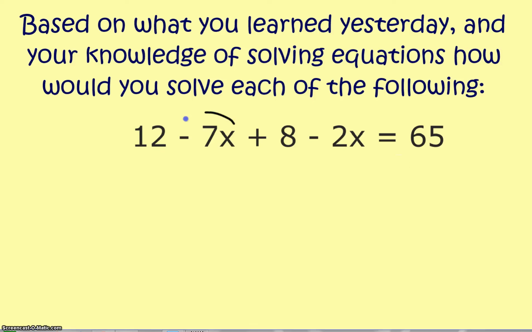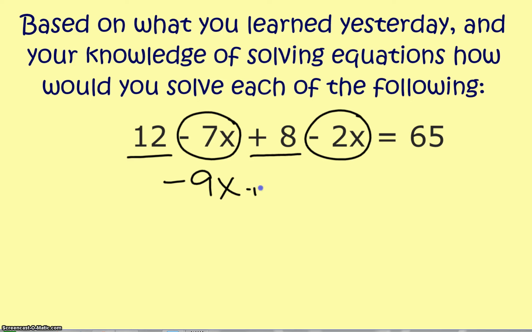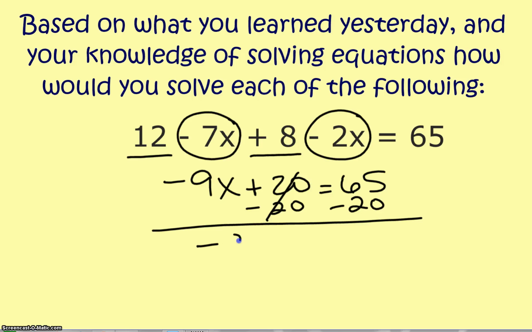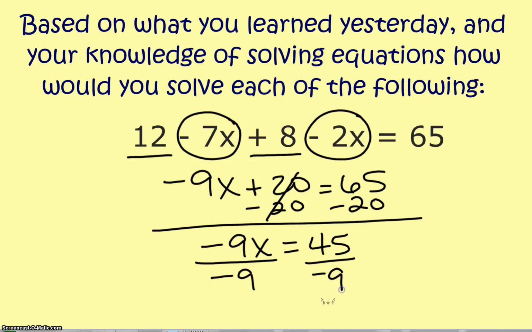So to start that, you circle your x's. I have a negative 7x minus 2x, and you get negative 9x. Then underline your constants. 12 plus 8 is plus 20 equals 65. Now this should be easy peasy for you. I know I need to get rid of this 20. What's the opposite of a positive 20? Well, that's a negative 20. Negative 20 on this side because we want to be fair. So negative 9x is equal to 45. Solve for x, take the opposite of multiplication, which is division, and x is equal to negative 5.